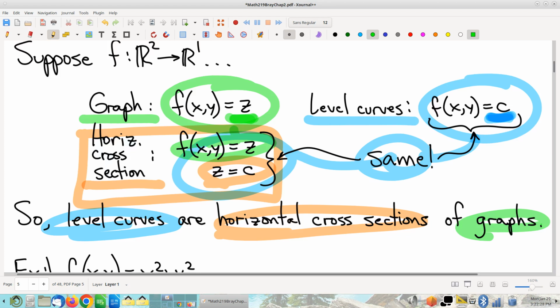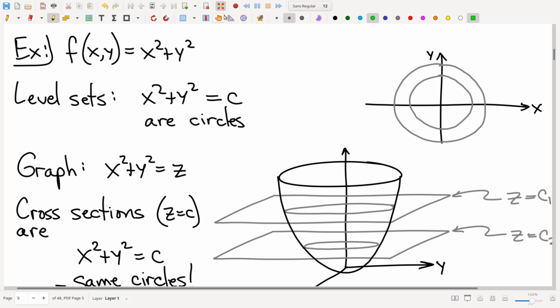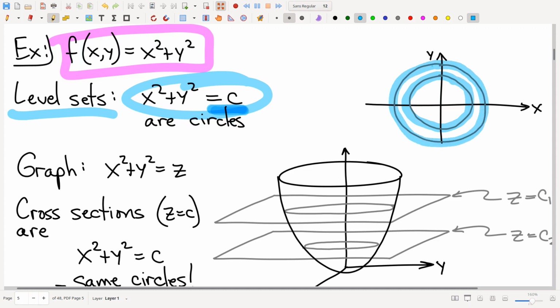Something to keep in mind. I'm going to show you an example here. Here is an explicit function. We're going to look at x squared plus y squared. And let's see here. Step 1, let's look at a level set of it. A level set, again, is what you get when you set the function equal to a constant. Of course, this gives you a bunch of circles, in this particular case, like so. Now let's look at the graph.